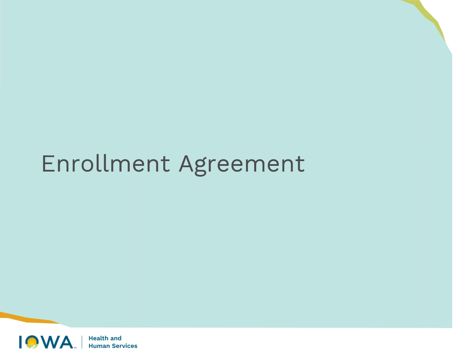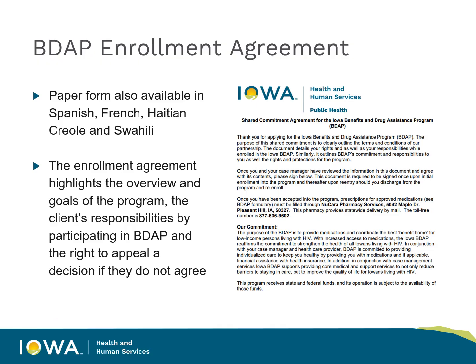Let's review the enrollment agreement. So the enrollment agreement is available digitally within the application, but a paper form is also available in the REMI resource library. And we have made that available in English, Spanish, French, Haitian Creole, and Swahili for those clients who do not speak English. The enrollment agreement highlights the overview and goals of the program, the client's responsibilities by participating in BDAP, and the right to appeal a decision if they do not agree.